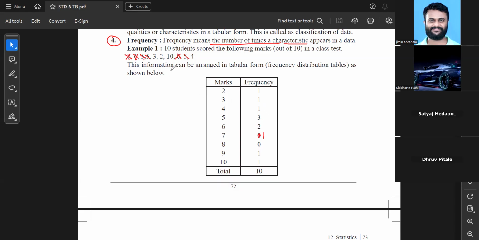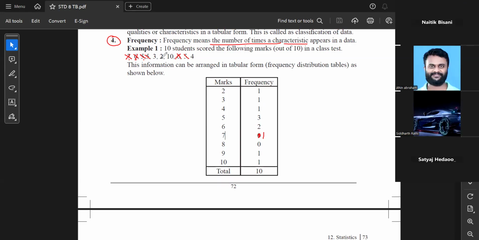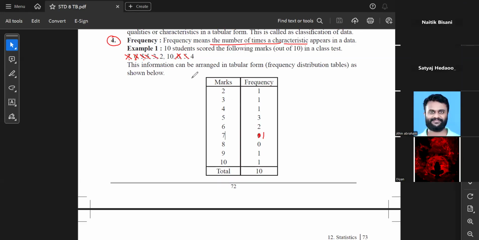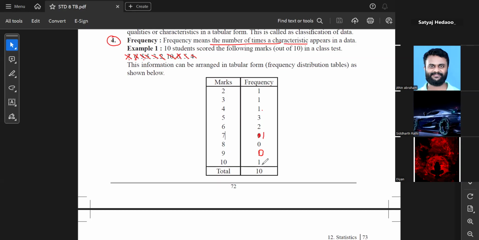Just a minute, Satyaj. I'm explaining something. Just a minute. 3 has been scored only once. I'll write 1. 2 has been scored only once. I'll write 1. 4 has been scored only once. I'll write 1. 10 has been scored only once. I'll write 1. But I don't see 9 being scored, so this is a printing error. Probably this is 0. Rest all the scores have been completed.